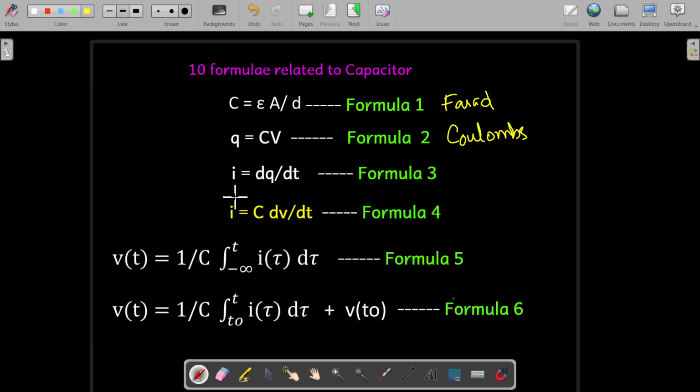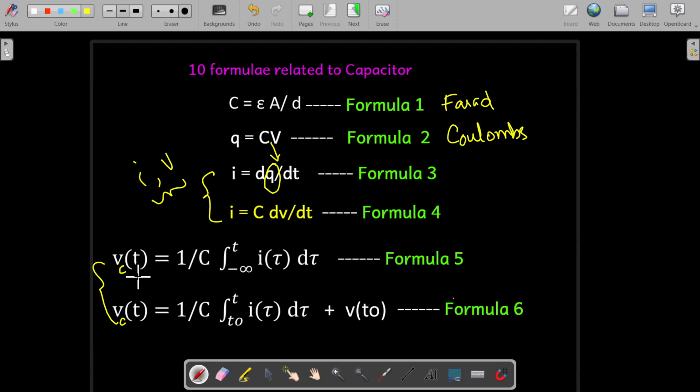The third one is I equals dq by dt, the rate of change of charge. The fourth formula is I equals C into dv by dt. If you substitute Q equals CV in place of Q, you will get this formula. So these two relate the current and the voltage; they show the current-voltage relationship for a capacitance.